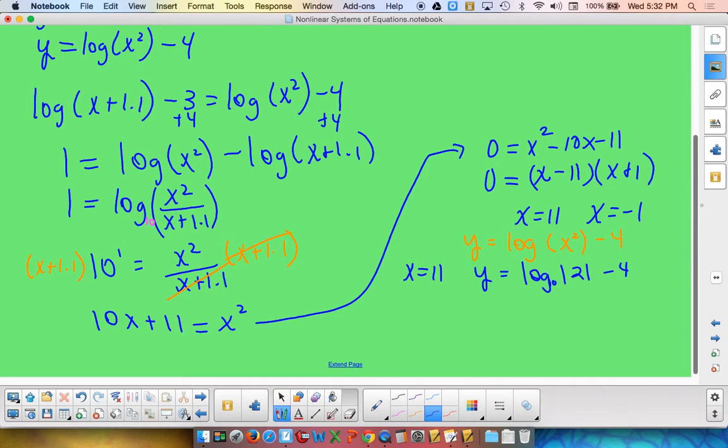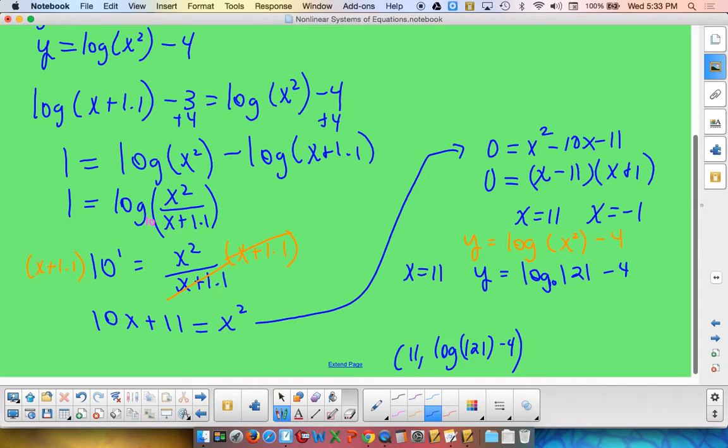So you're not going to like this. But what they're going to do with it is they're going to write that answer as x is 11 and the y coordinate is the log of 121 minus 4. That's a really horrible coordinate, but it is what it is.